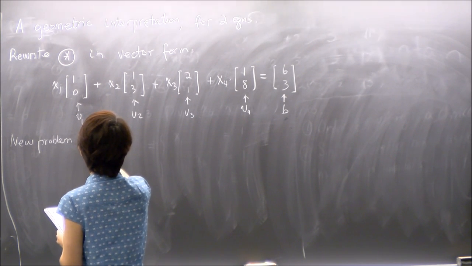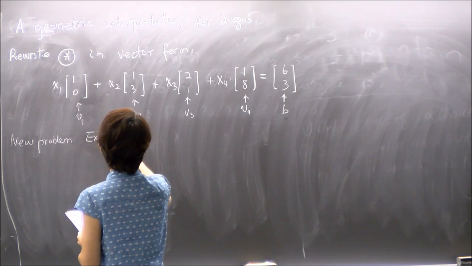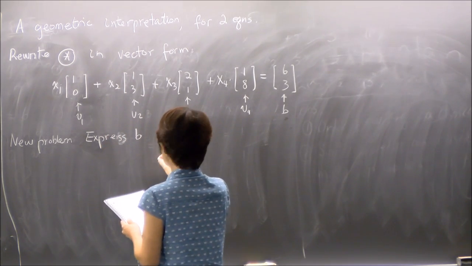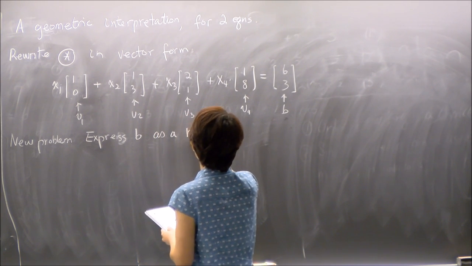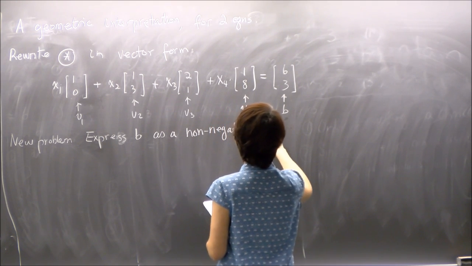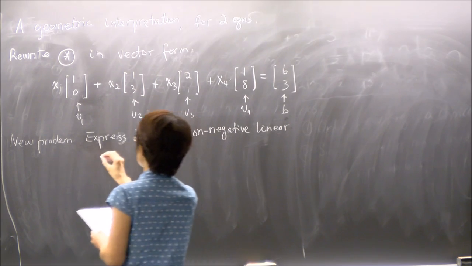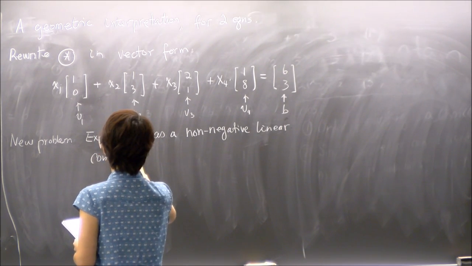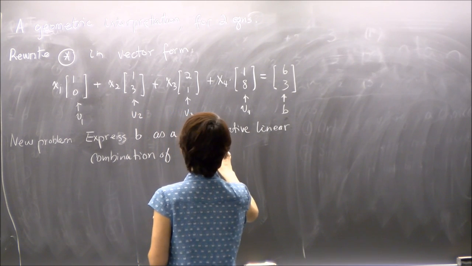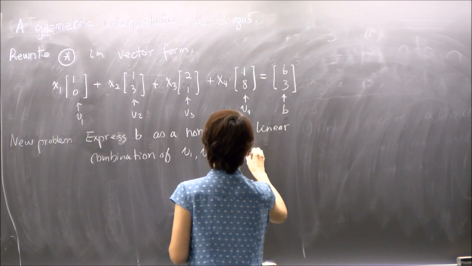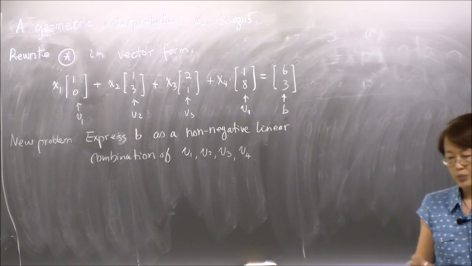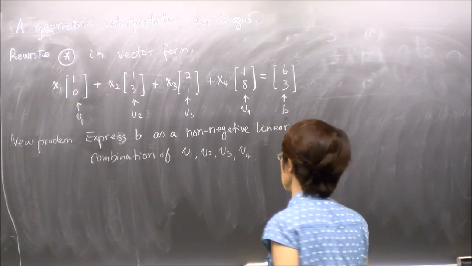So how do I express B as a non-negative linear combination of all the other variables, V1, V2, V3, and V4? But actually, our problem is more specific. This is really very general.